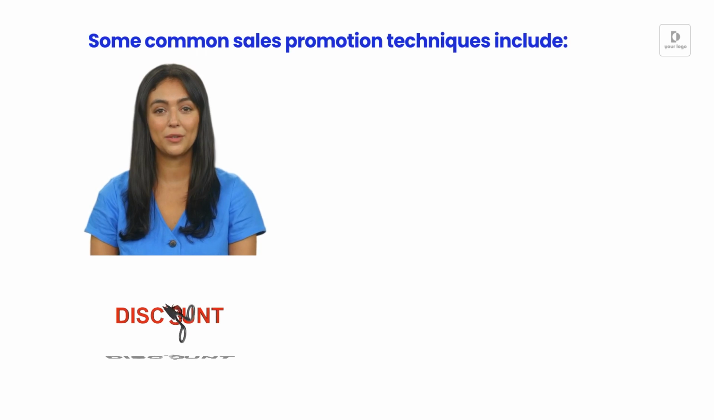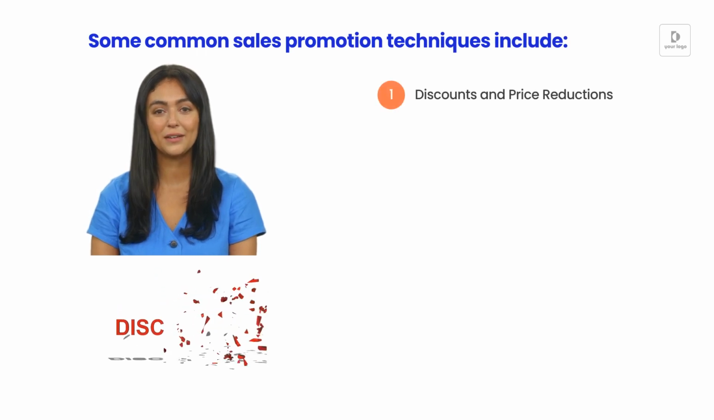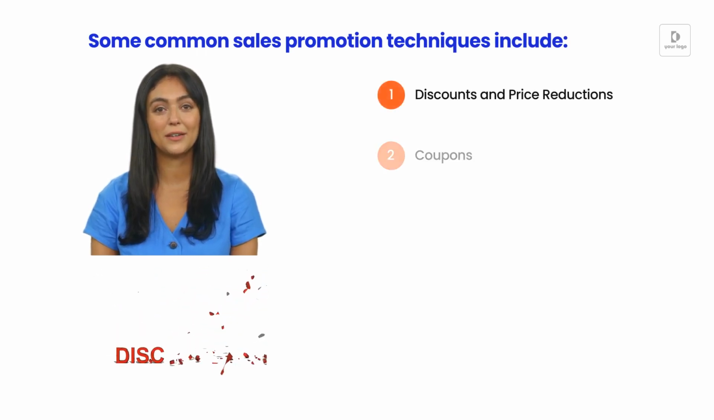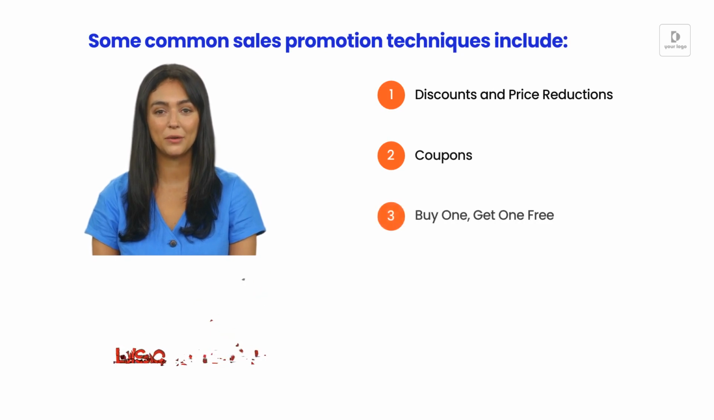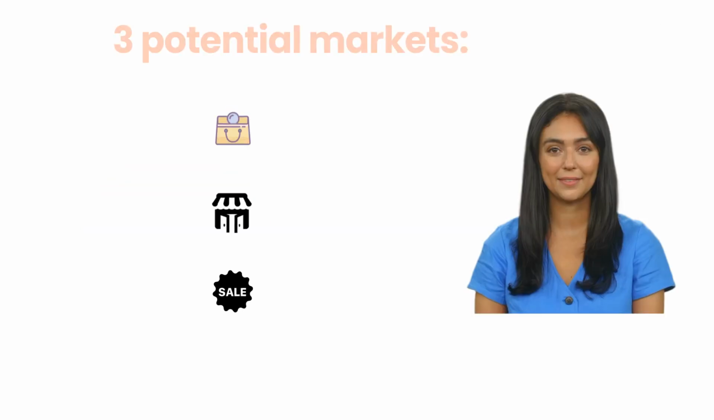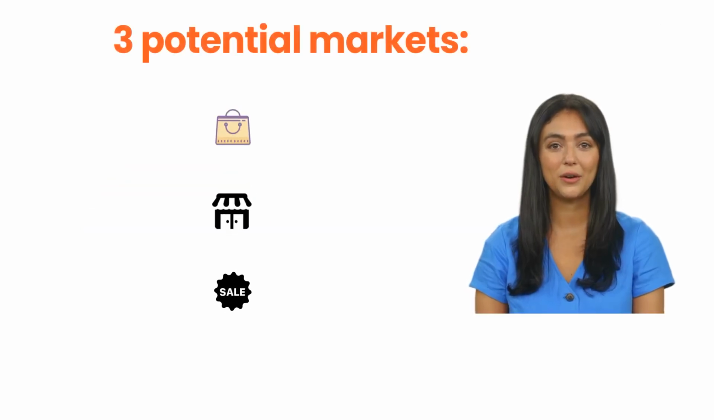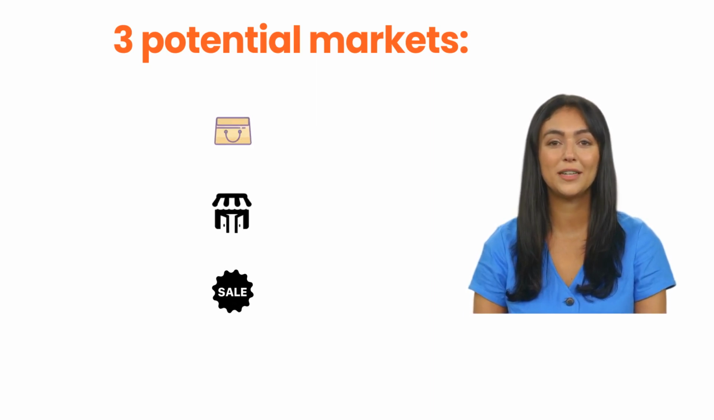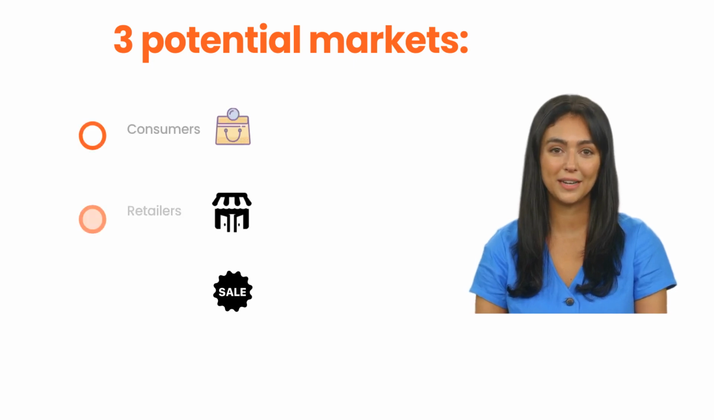Some common sales promotion techniques include discounts and price reductions, coupons, and buy one, get one free, followed by rebates and free samples. The choice of market depends on the nature of the product or service and the objectives of the promotional strategy. Sales promotion can be aimed at 3 potential markets: consumers, retailers, and sales force.